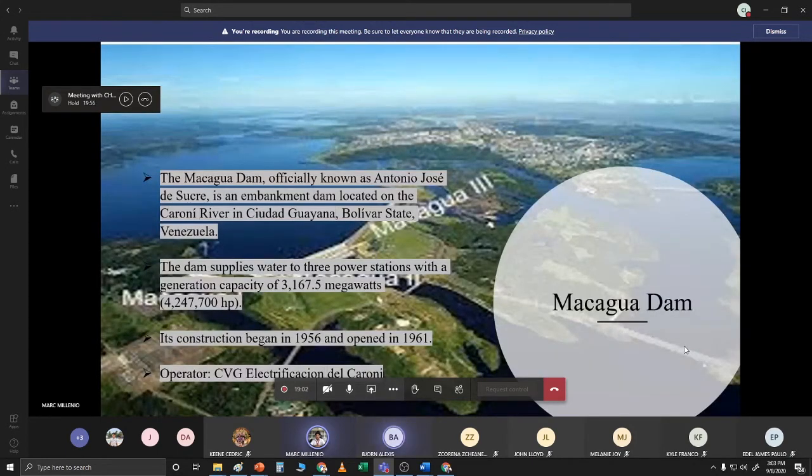For the Makagua Dam naman po, siya po ay makikita din po sa Caruachi River in Bolivar State, Venezuela. Then, ang dam po, meron po siyang capacity na 3,167.5 megawatts. So, nagsimula po yung construction niya in 1956 at natapos at nagbukas din po in 1961. So, bali, na-search po namin operator niya ay yung CVG, Electrificación del Caron.